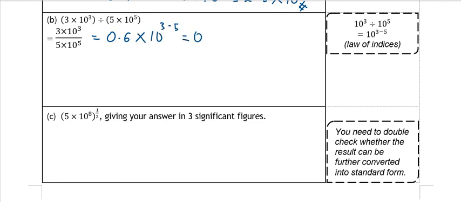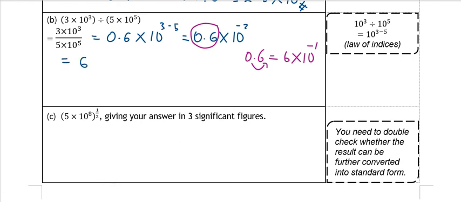So basically you will have 0.6 times 10 power 3 minus 5, which is negative 2. Now the problem here is that 0.6 is less than 1, so this is not standard form. So you have to change 0.6. Okay, you do a side working. 0.6, when you move the decimal point to the right, you are giving it a 6 times 10 power negative 1. So you rewrite 0.6 as 6 times 10 power negative 1 times 10 power negative 2.